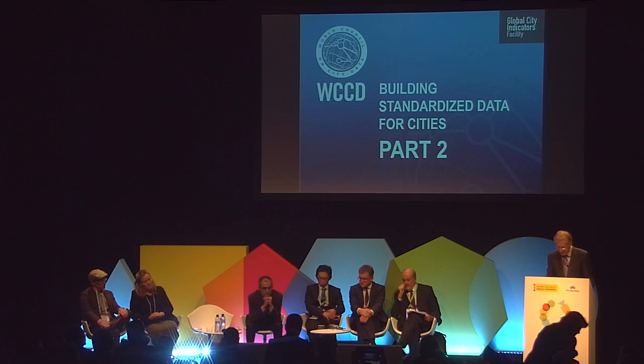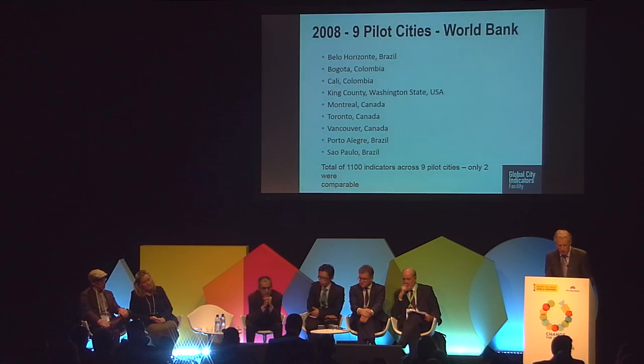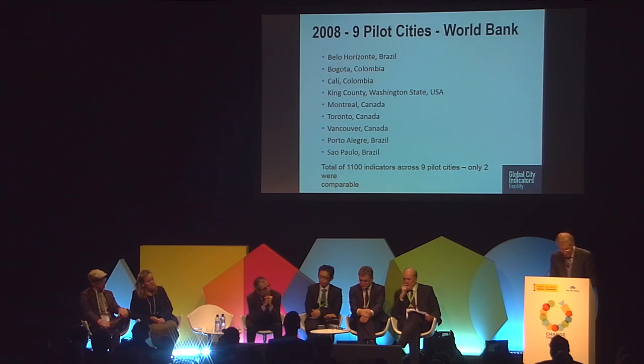Now, building standardized data for cities, we started a few years ago in the Global City Indicators facility out of the University of Toronto in a pilot project that was sponsored by the World Bank. There were some 9 cities, and out of those cities, 1,100 indicators were looked at, but only 2 were comparable. Imagine that, only 2 out of 1,100. It means that there had to be a lot of work done. So we set about to try to do that.